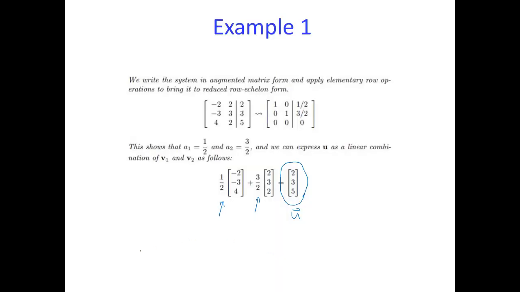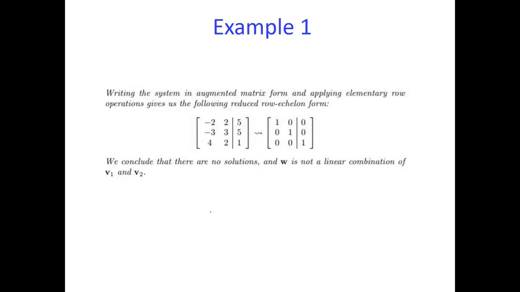Whereas if I continue with the example and instead use vector w, when I work out the reduced row echelon form of the augmented matrix, the last equation becomes 0 equals 1. That tells me there are no solutions. So w is not a linear combination. w is not in the span of v1 and v2.